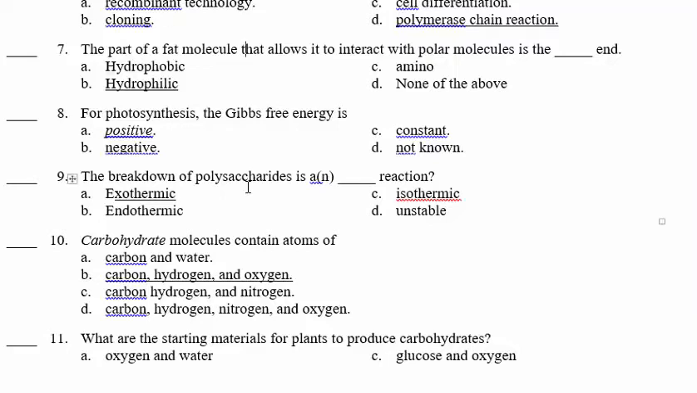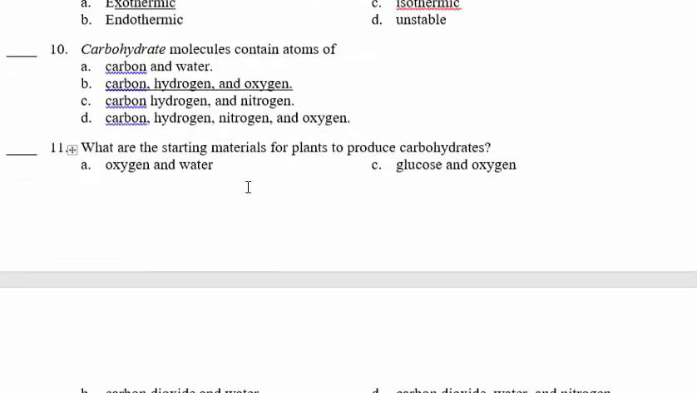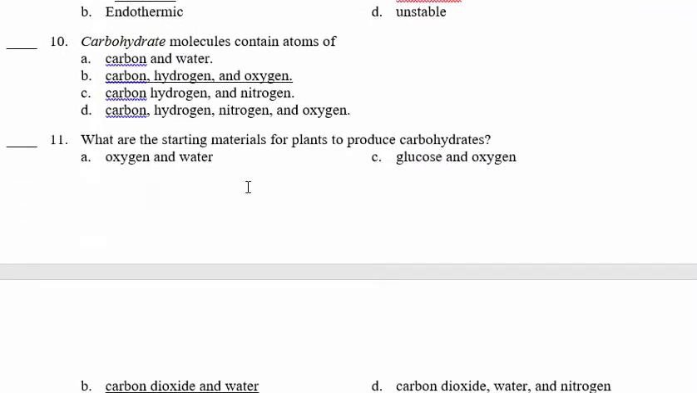Number 8, for photosynthesis, the Gibbs free energy is positive. Okay, it's the free energy, the Gibbs free energy is positive. The breakdown of a polysaccharide is an exothermic reaction. When sugars are broken down, they give out energy. This is why you get energy by the breaking down of sugar in your cells, and this is how you can move. Carbohydrate molecules contain atoms of, of course, carbon, hydrogen, and oxygen, CHO.